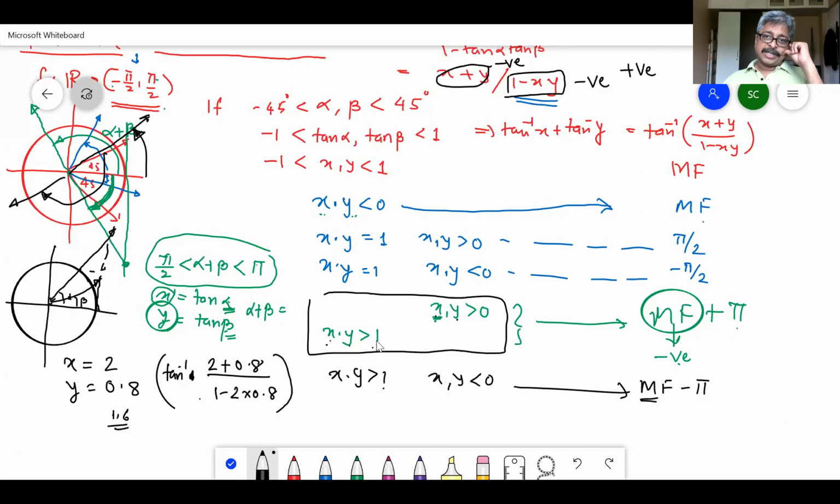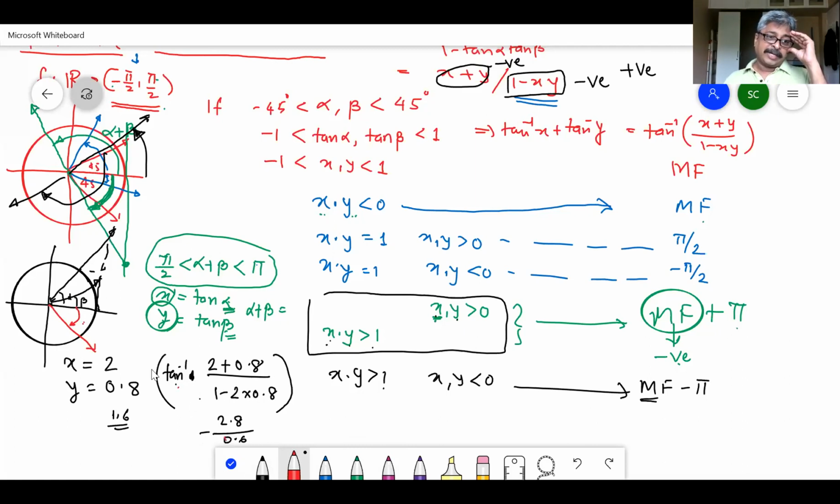If x into y is greater than 1, then this denominator is negative. If you calculate this quantity, it is 2.8 upon 0.6, with a negative sign. So whatever this quantity is, it is negatively signed, and when you take tan inverse of that, you will end up getting some angle like this. This is the answer you will get because of the main function.